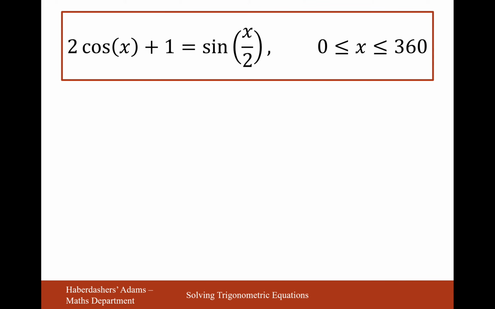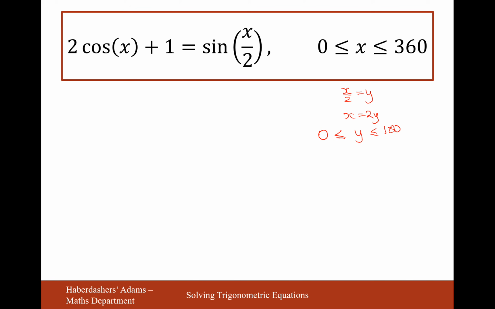Let's move on to the next one, and again we're going to use that sneaky strategy of setting x over 2 equal to y, so therefore x will equal 2y. So the first thing we'll do is sort out our interval. It's now going to be from 0 to y to 180.